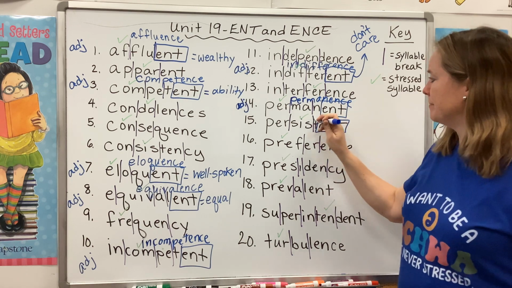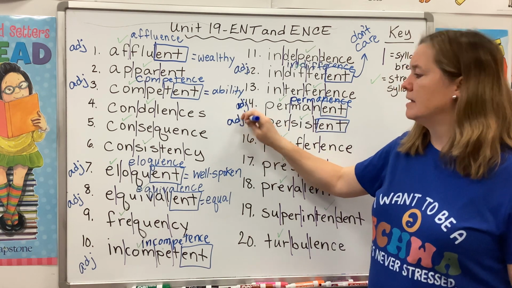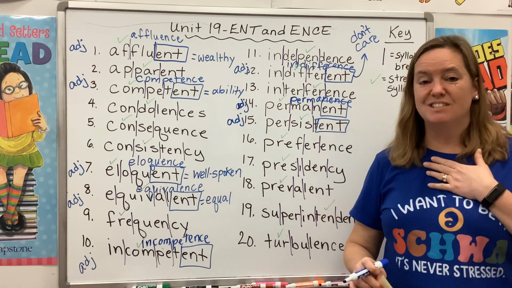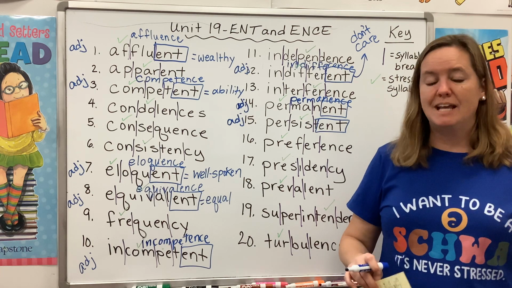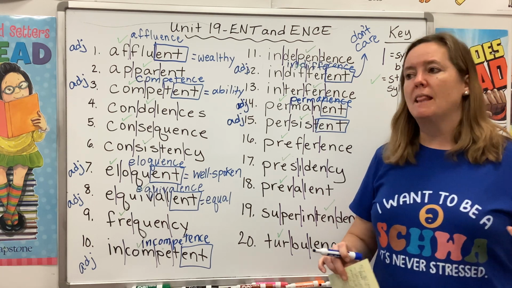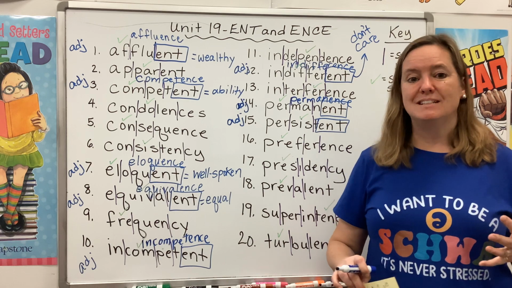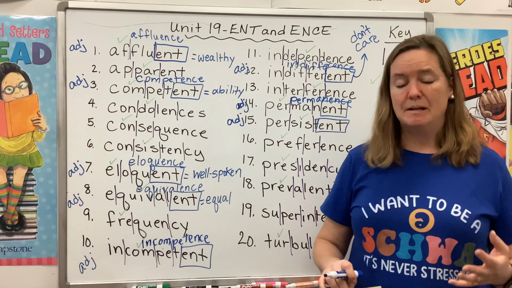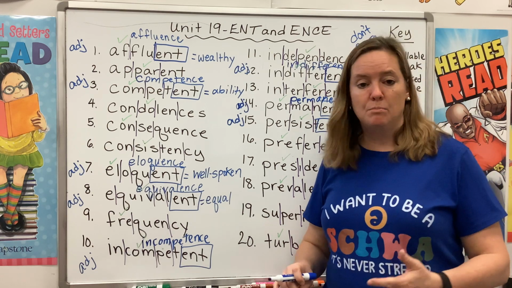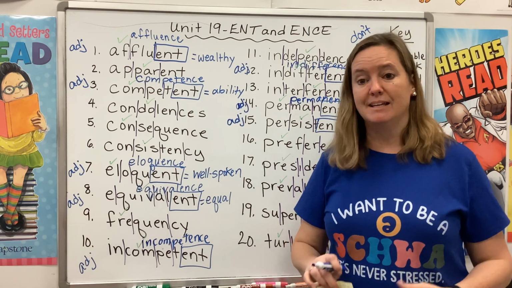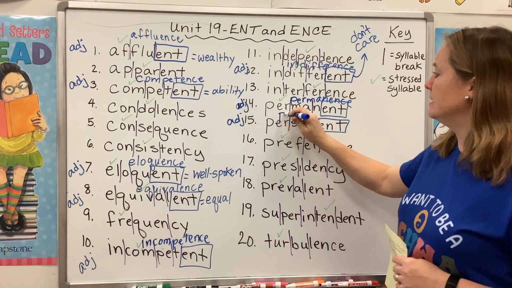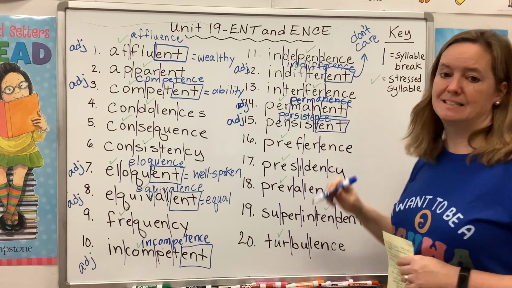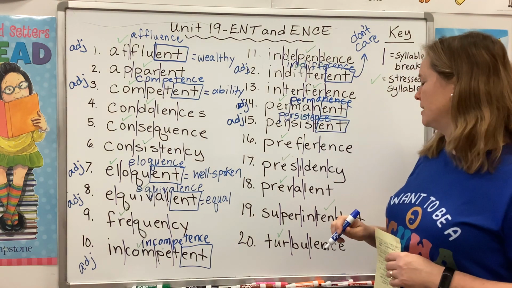Persistent. If something's persistent, it keeps going, right? Think about someone with a persistent cough. They just can't shake it. They've been coughing for weeks, right? Think about a child who really wants something and they keep asking, they're begging over and over. They're being persistent. So when you're persistent, you keep going, you keep asking, you keep trying, right? Until people notice your persistence. Okay, so that's also an adjective.